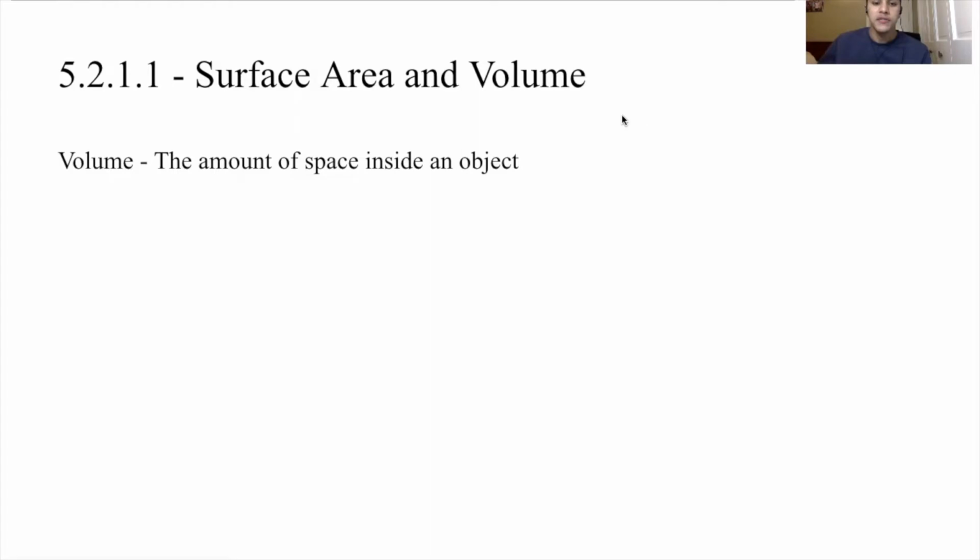So volume is defined as the amount of space inside an object. So if you had a cup, the volume would be how much space there is inside that cup, or you can measure that by pouring in water and seeing how much water you could fit inside that cup. So the volume is just the amount of space.